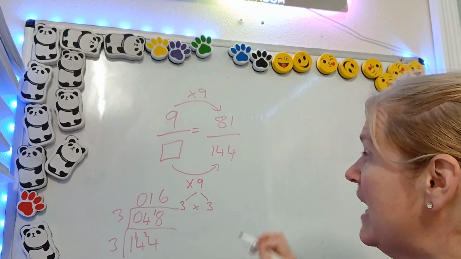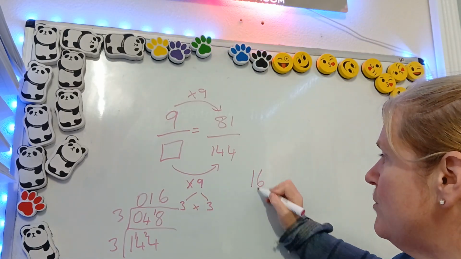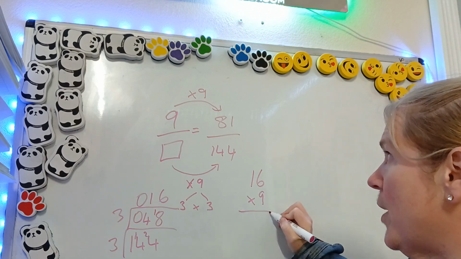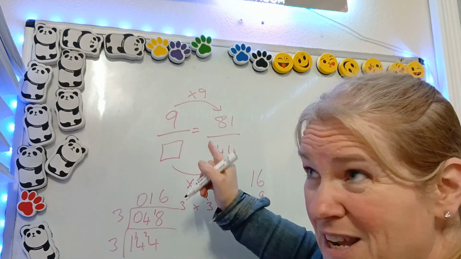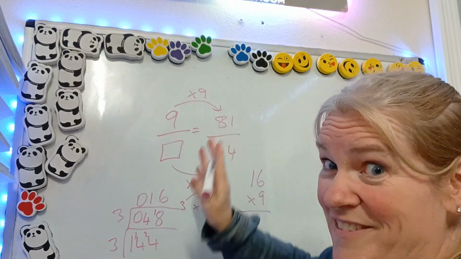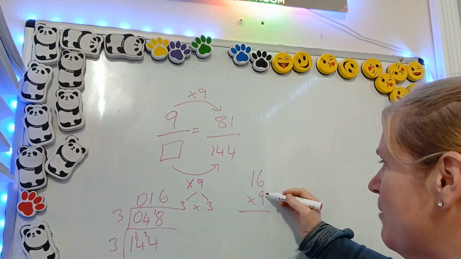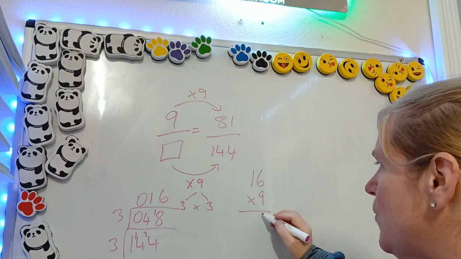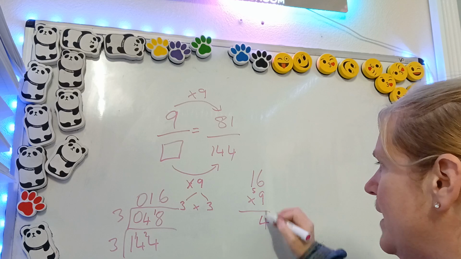9 times 16. If you wanted to double check that, I would do 16 times 9 to make sure you've got it right. There's never anything as difficult as this. Just saying that. But it's good to see where it goes. 9 times 6 is 54. Carry your wee 10s over.